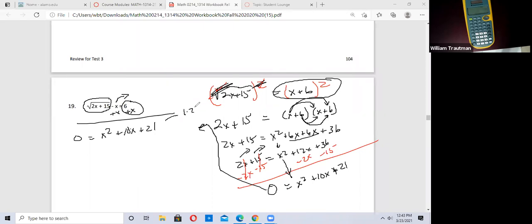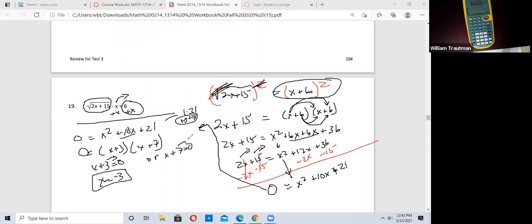21 is 1 times 21. 3 times 7 is 21. A plus 3 and a plus 7 give me a plus 10. So it's x plus 3, x plus 7 equals 0. And so then x plus 3 equals 0, or x plus 7 equals 0. Get the 3 to the other side, x equals negative 3. Get the 7 to the other side, x equals negative 7. So these are my two answers.